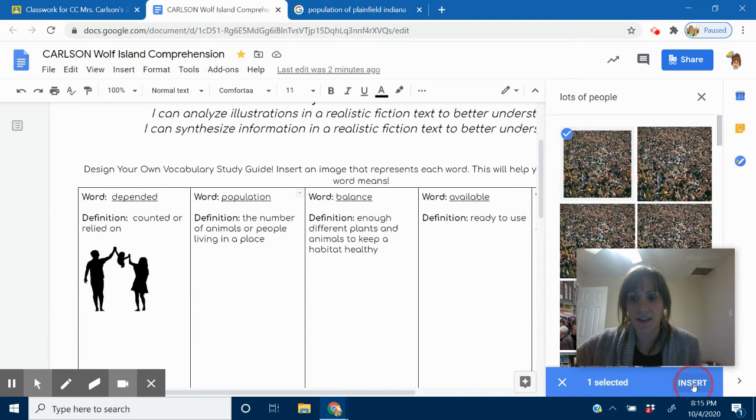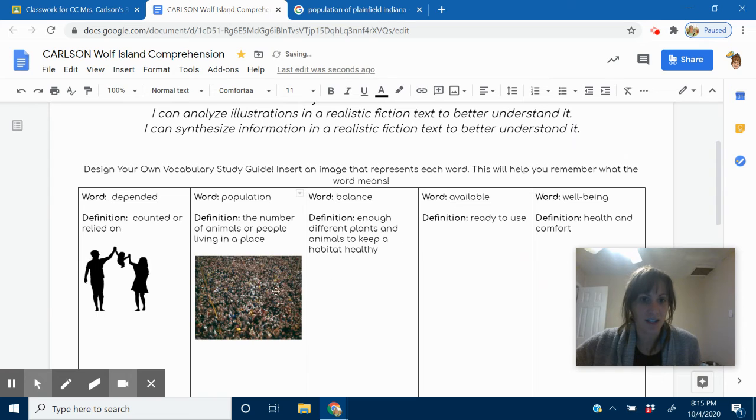I'm going to click on it and then click insert, and it's going to insert that picture of lots of people. All right. This next one is balance. The definition is enough different plants and animals to keep a habitat healthy. So it's not talking about a balance beam type of balance.